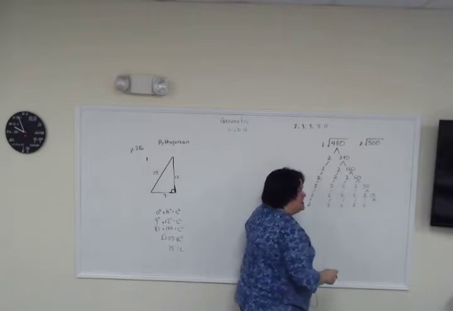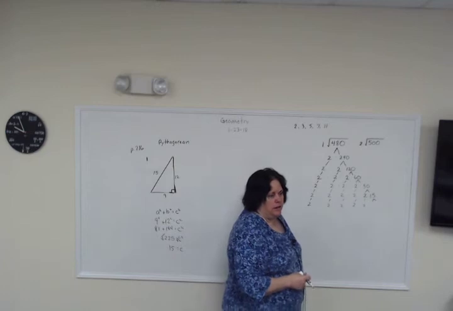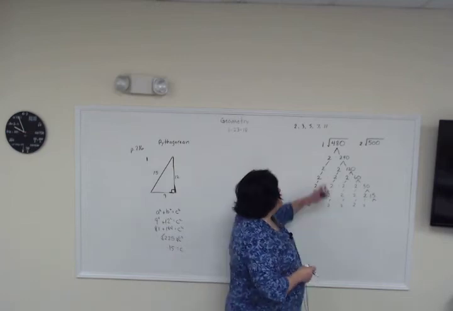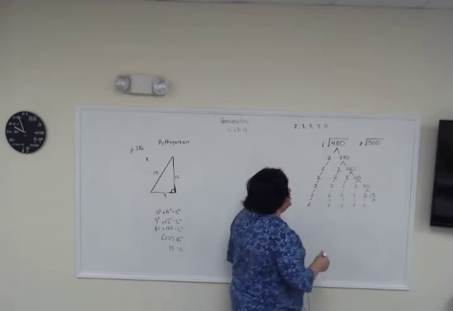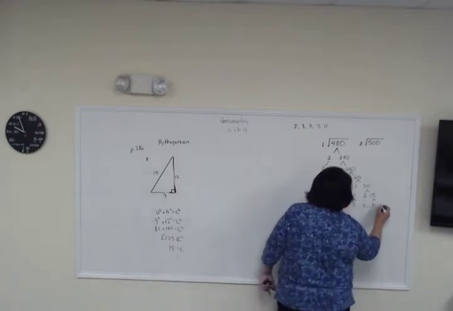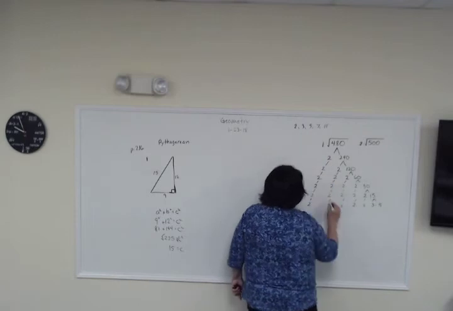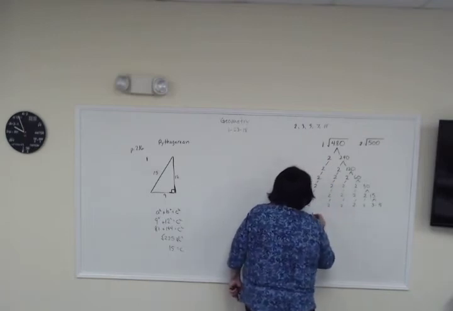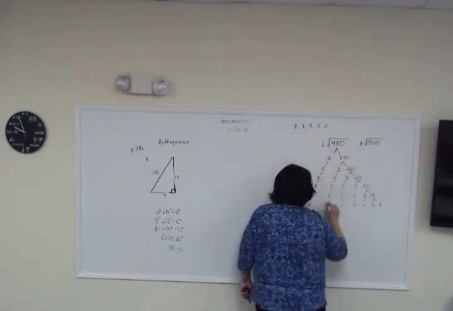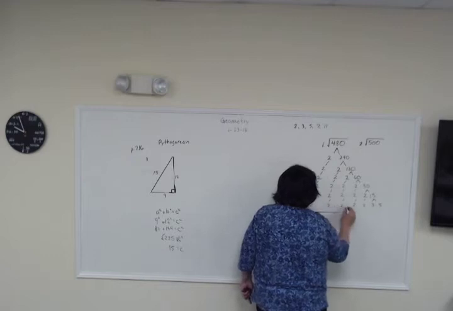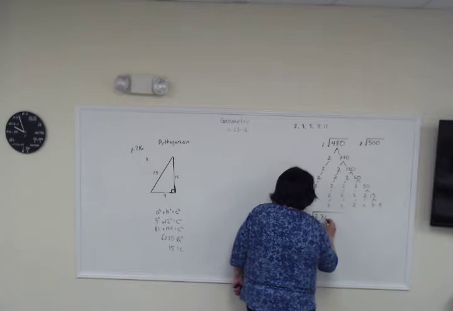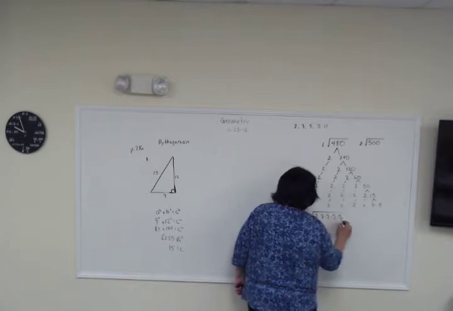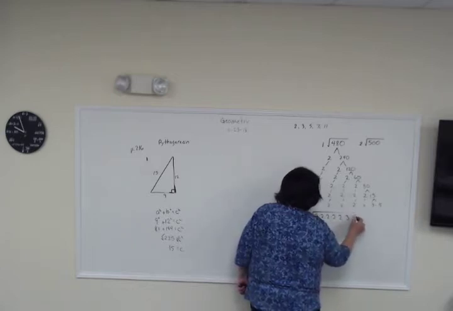Now 15, it's not divisible by 2, is it? But let's go to our next prime number. Is it divisible by 3? Yes, it is. 3 times 5. Now, 3 and 5 are both prime, so I'm done. So 480 is the same thing as 2 times 2 times 2 times 2 times 2 times 3 times 5.